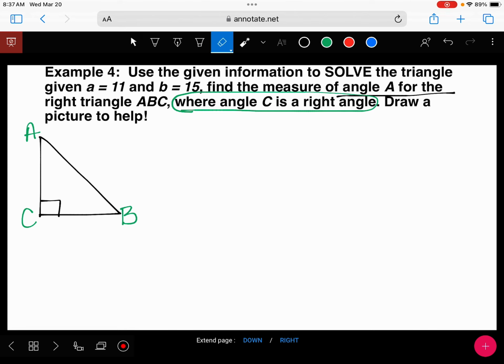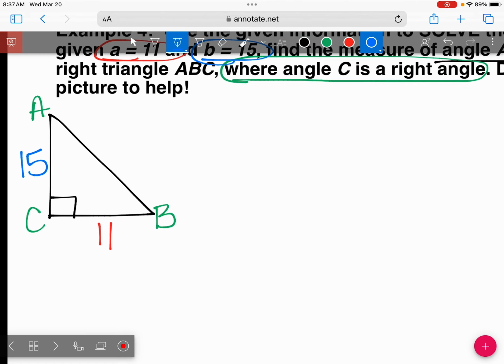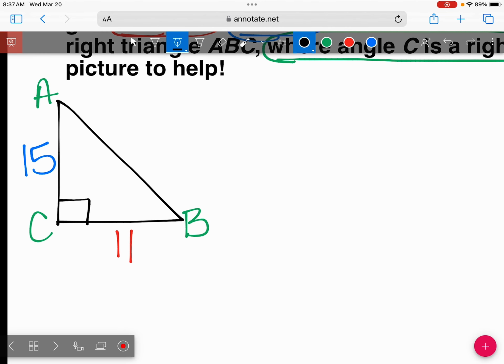Let me start over. So little a is across from big A. So that would be here. Little b is across from big B. So that would be here. All right. Do y'all agree? Does it look good? All right. So what do we know? What two sides of the triangle do we know?